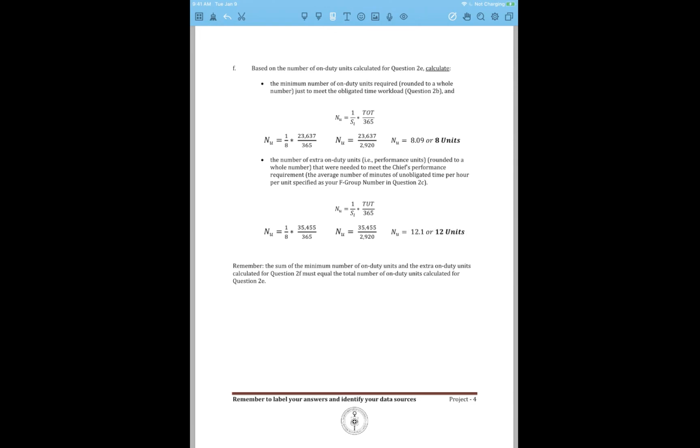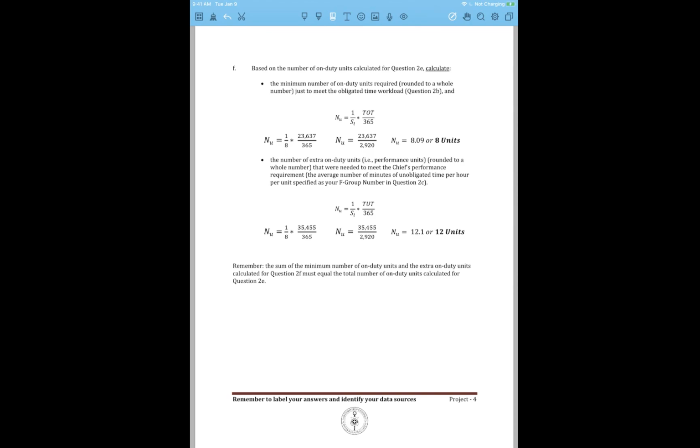And rounding makes a huge difference here. You can't always round up, because if you're dealing with that portion of an officer. So if I had decided to round 8.09 up to 9 units, and then 12.1 up to 13 units, when I add those two numbers together, well, 9 plus 13 is 22. Well, I only have 20 units available. So I've got to make sure that my minimum number of units and my performance units both add up to my total number of units.